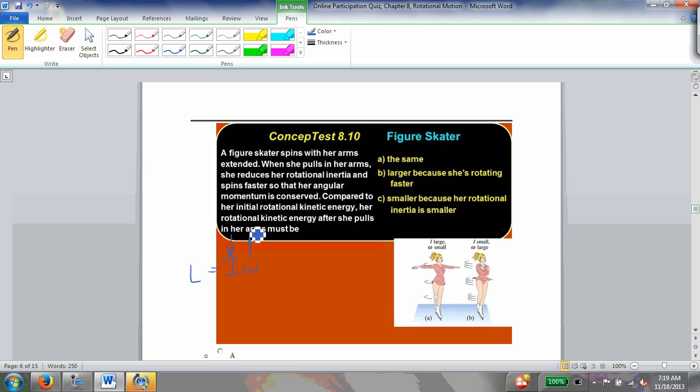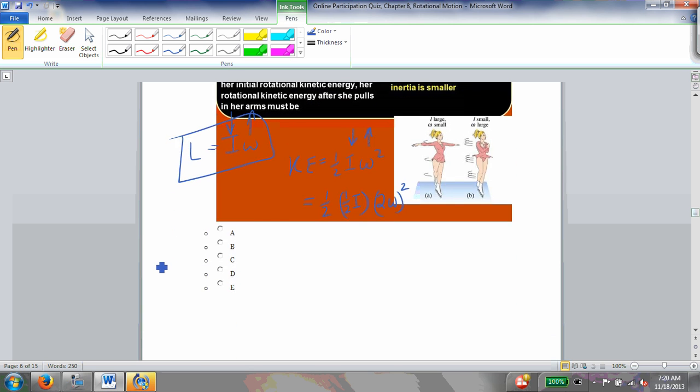And then I want to know what happens to her rotational kinetic energy. Well, I know that kinetic energy is 1/2 I omega squared. I'm decreasing her moment of inertia, and I'm increasing her angular speed by that same amount. So if I decrease my moment of inertia by a half, that means I have to increase my angular speed by a factor of 2 because of this relationship for angular momentum.